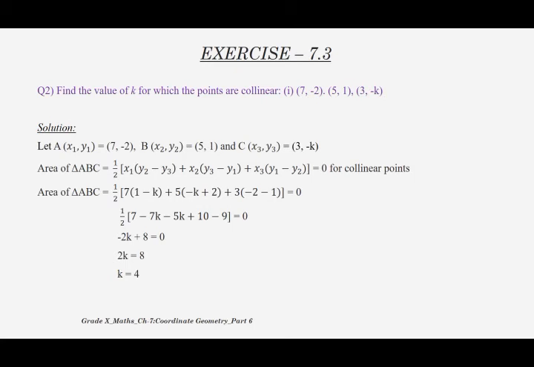So, first naming the points A, B and C. Substituting in area of triangle ABC should be equal to 0. So, we get an equation. We are not finding the area. We are letting the area be equal to 0. Substituting the values, solving, we get minus 2k plus 8 is 0. So, 2k is 8 and k is 4. So, we had found the missing k value.